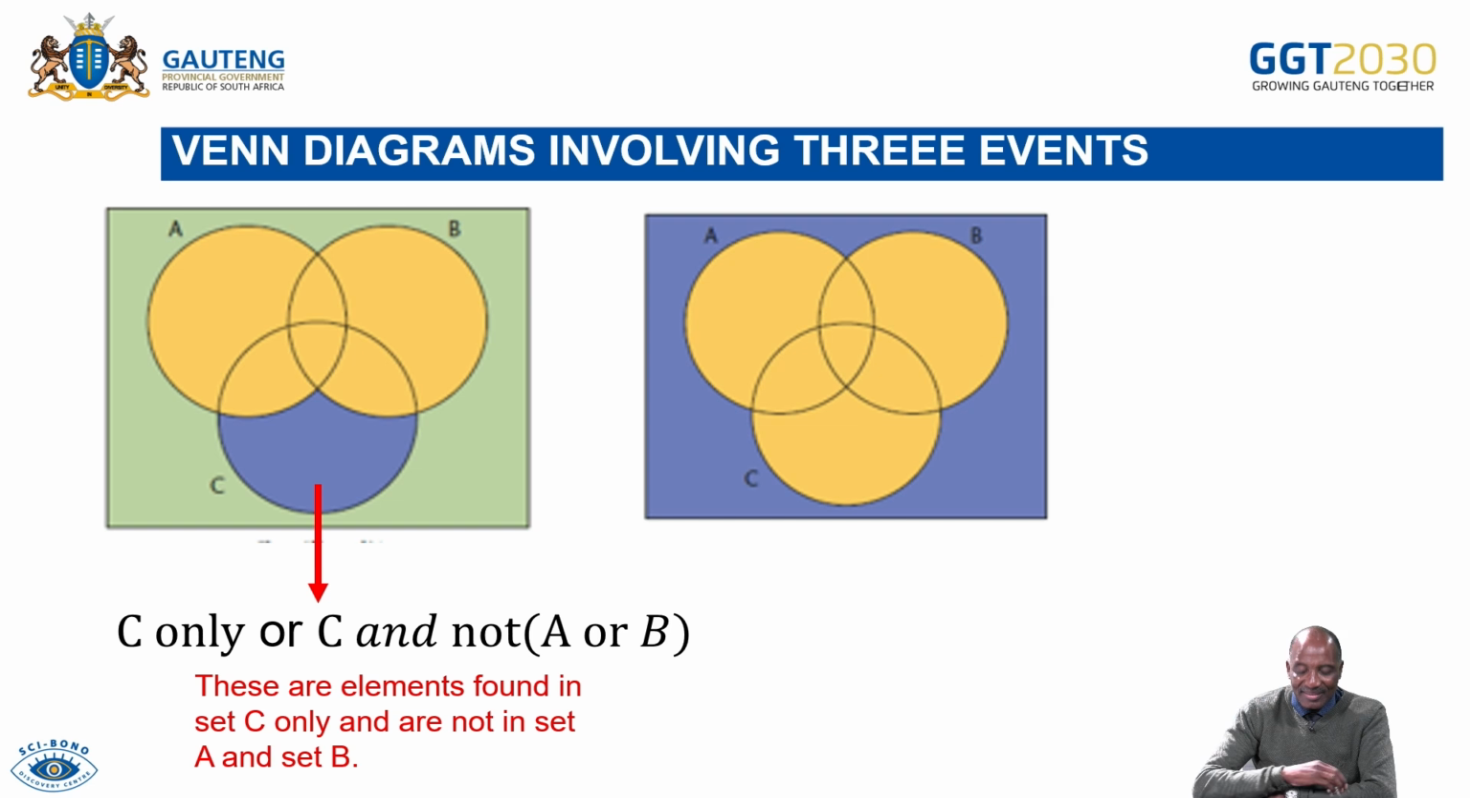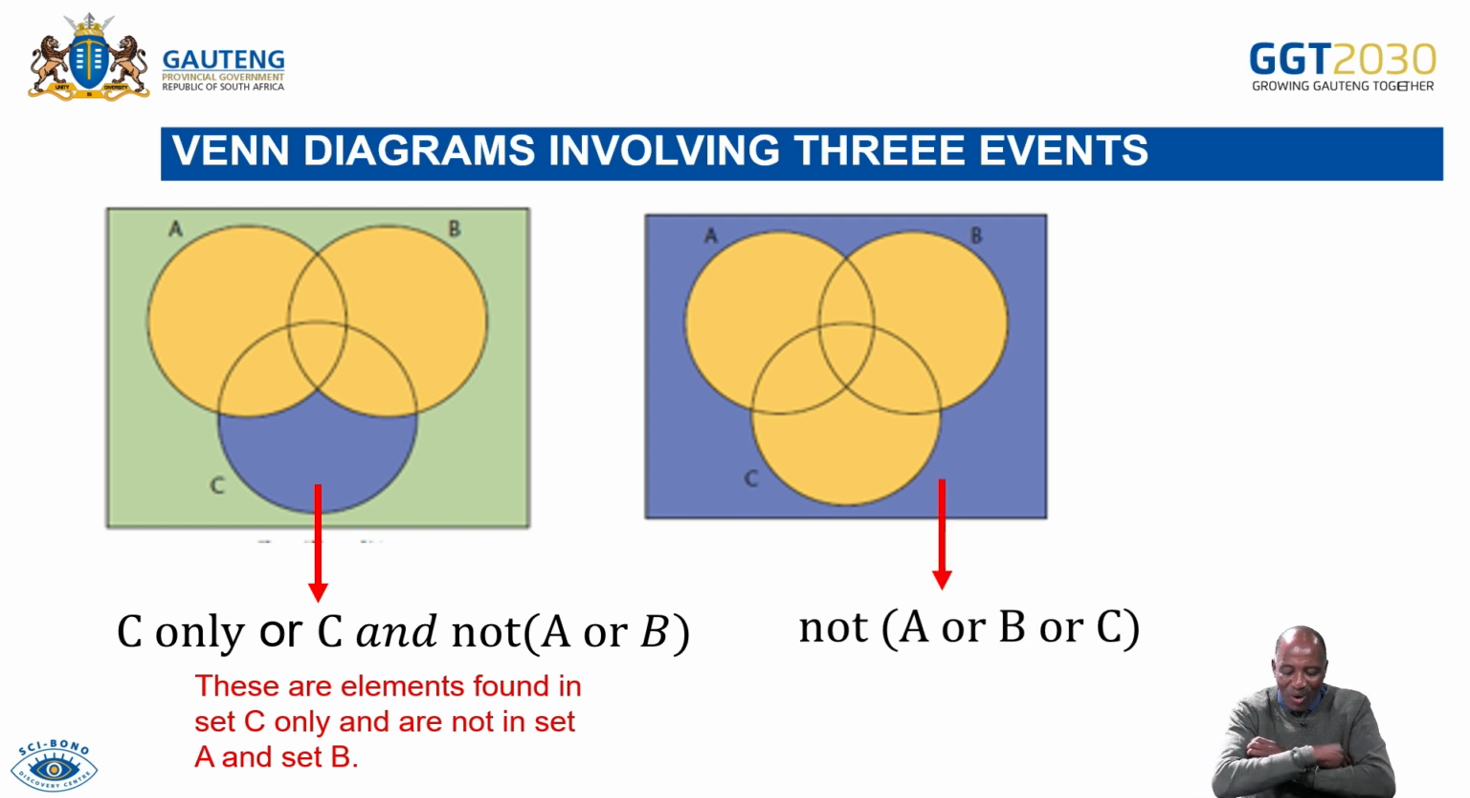And then this one is A union B union C complement, or not A or B or C. You are not in A, you are not in B, you are not in C. So that's A or B or C complement. So we'll put not A or B or C. So who are you? If you are not A, you are not B, you are not C.